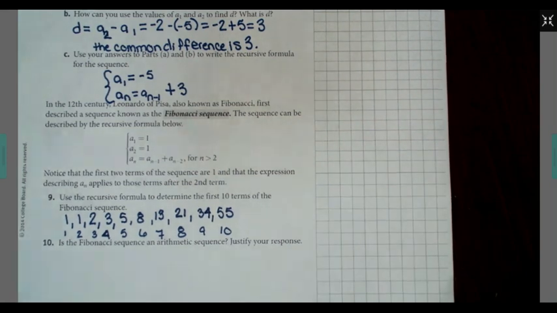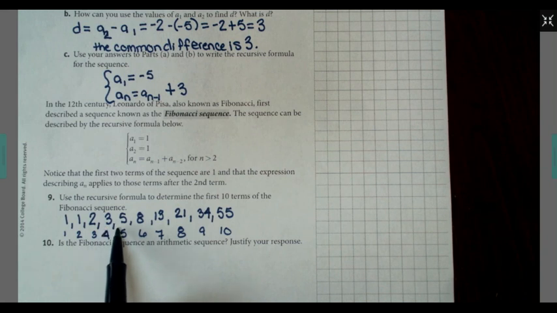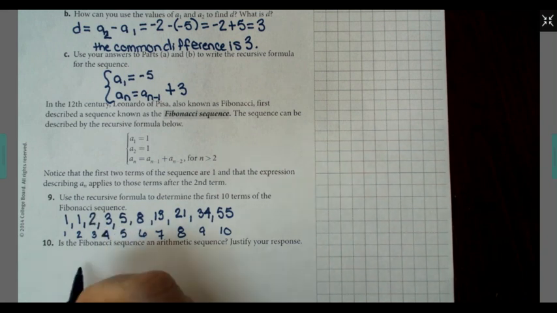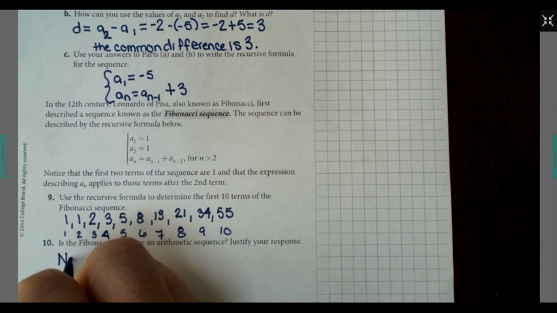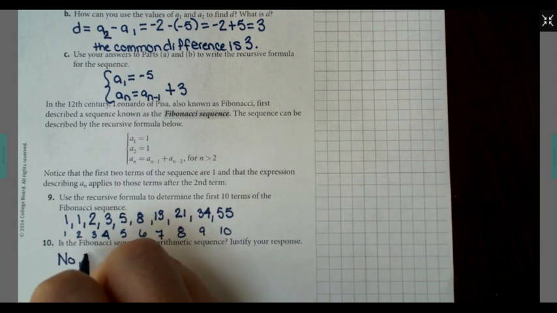Let's take a look at the last question. Is the Fibonacci sequence an arithmetic sequence, and justify your response? Now, recall that an arithmetic sequence adds the same number each time. So, is this an arithmetic sequence? Am I adding the same thing each time? Well, here I increase by none. Here we increase by 1. I go up by 2. I go up by 3, and so on. So I'm going to say that no, this is not an arithmetic sequence.